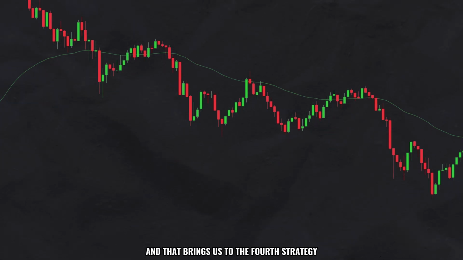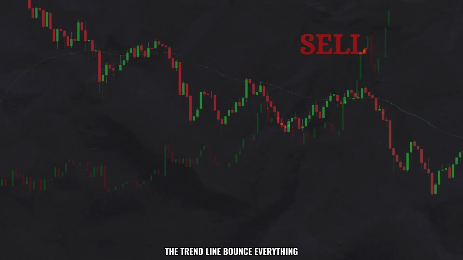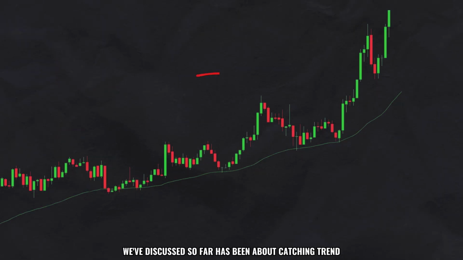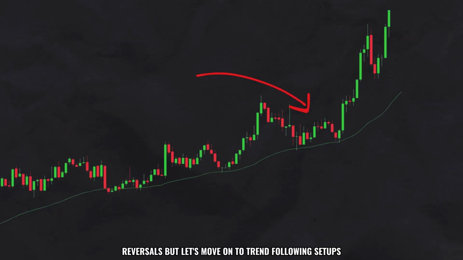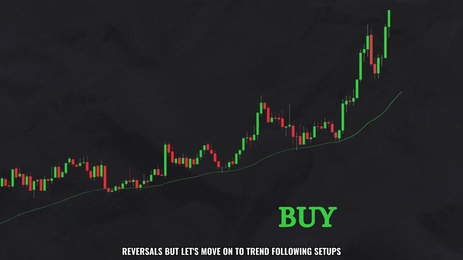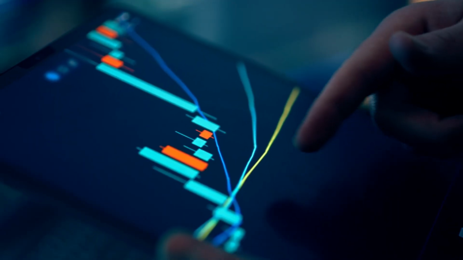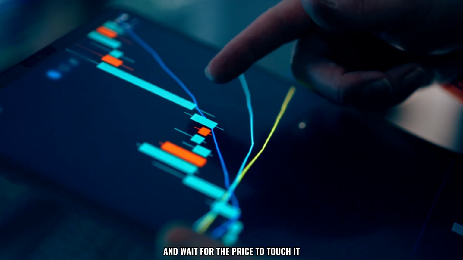And that brings us to the fourth strategy, the trendline bounce. Everything we've discussed so far has been about catching trend reversals, but let's move on to trend following setups. This allows you to follow an established trend instead of trying to predict the exact reversal point. And the psychology behind this bounce is interesting. You draw your trend line and wait for the price to touch it.